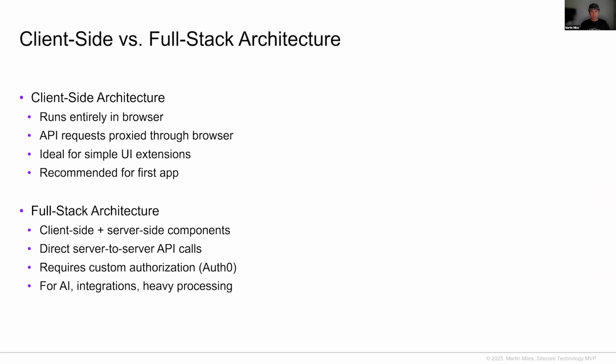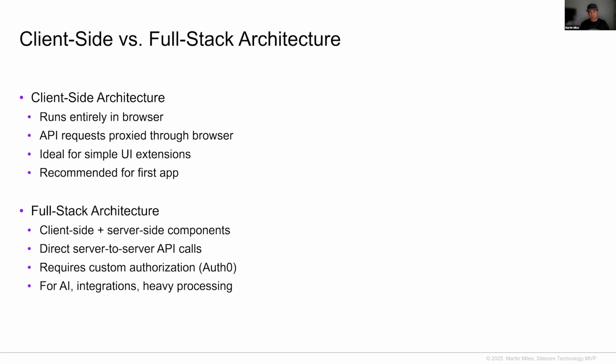When you create a marketplace app, one of the first decisions you need to make is choosing between two architectural styles, whether it is client-side or full stack. Let me break down the differences and help you understand where to use each. A client-side app runs entirely in the browser. All of its communication with Sitecore is proxied through the browser.